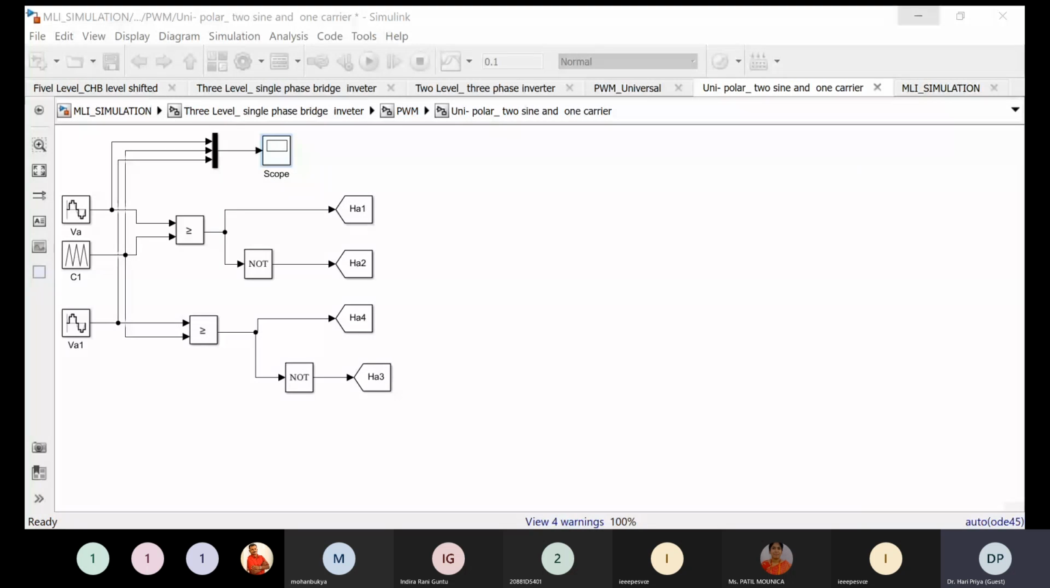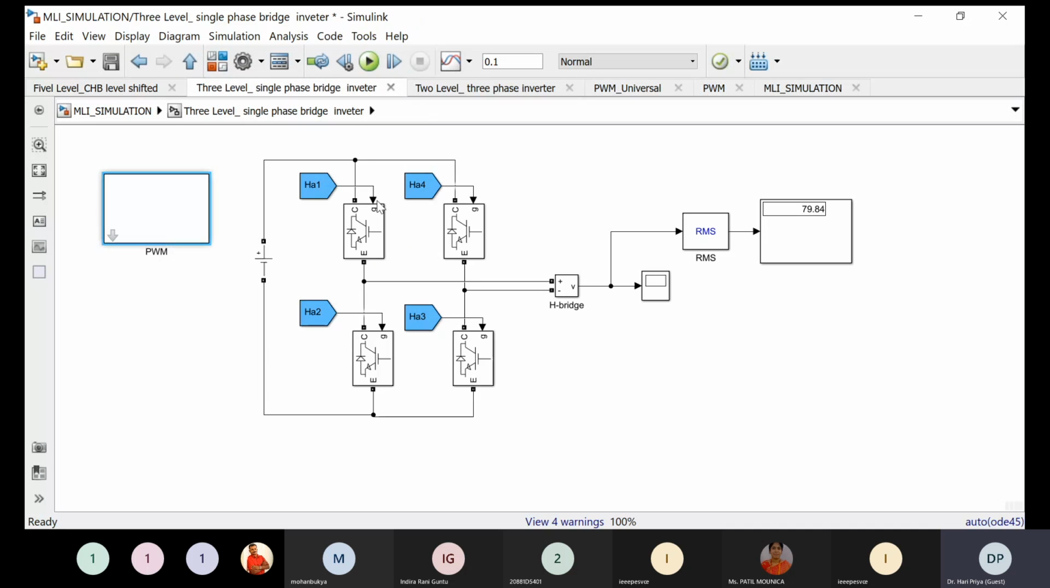We are using 180 degrees phase shift. That means our intention is to make sure that these two legs operate such that when HA1 is on, HA2 is off. That means the first leg is going to generate VDC.